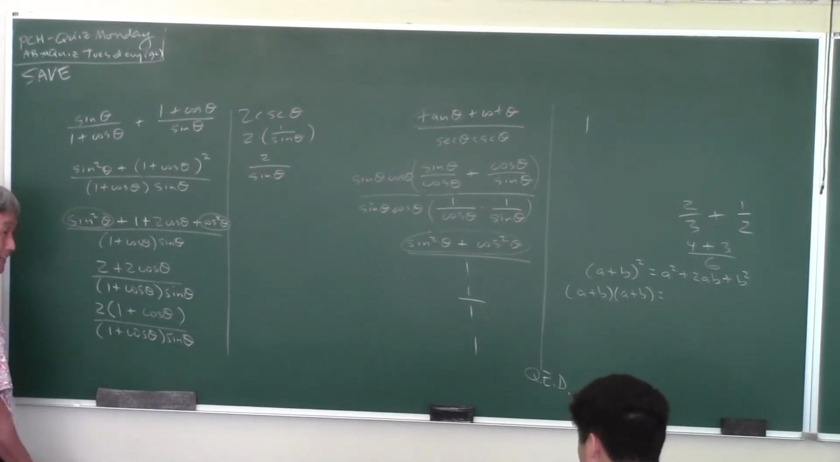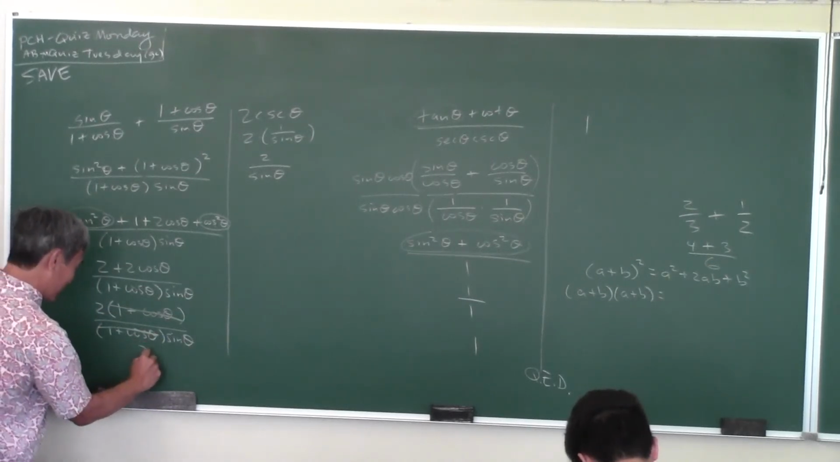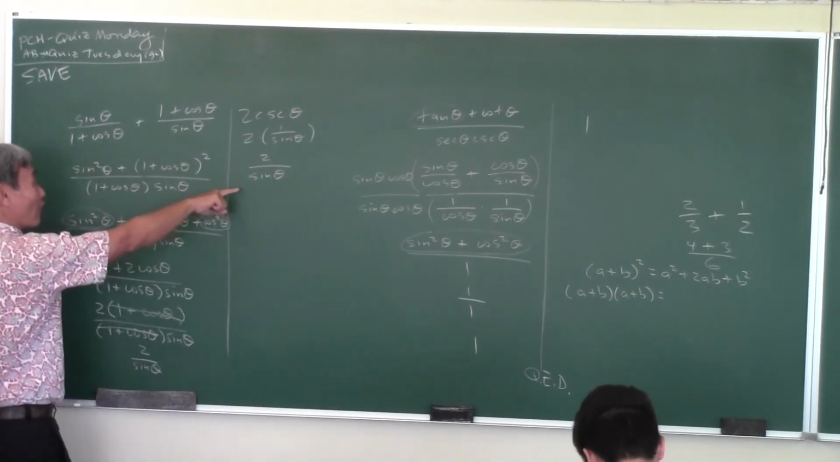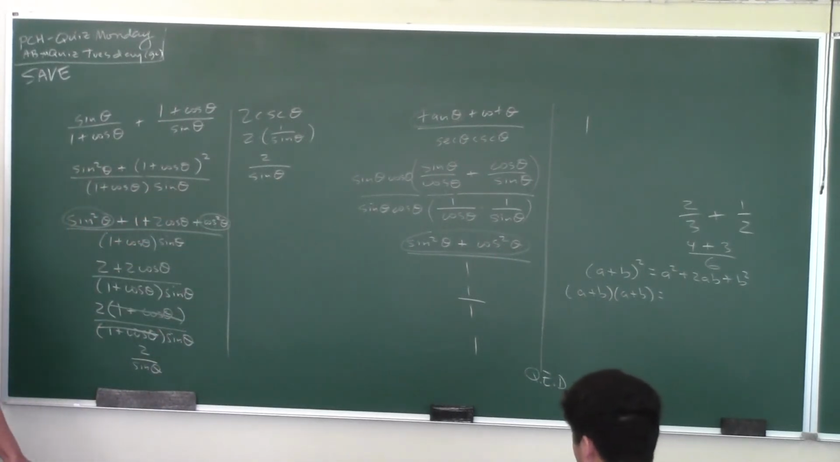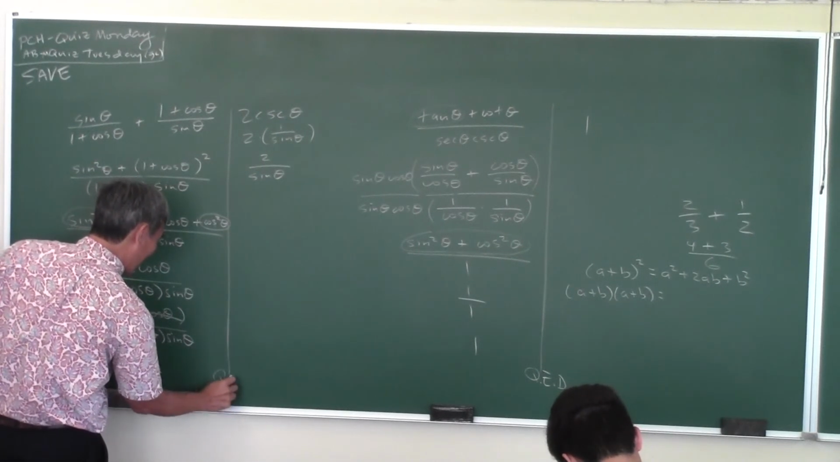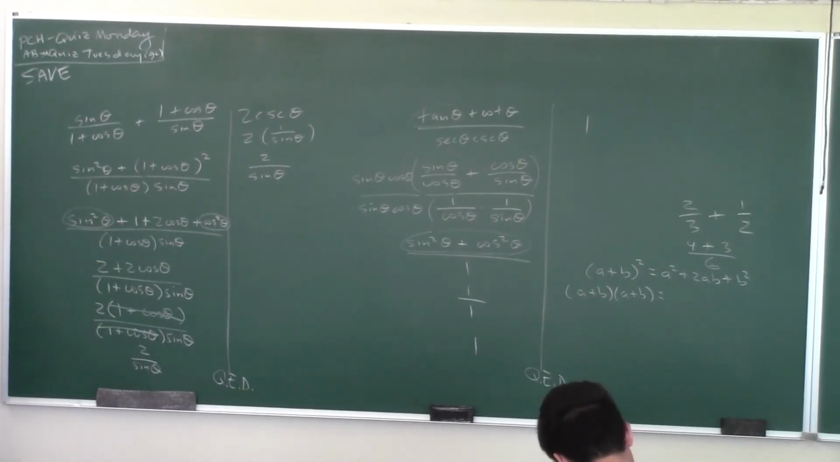Can I cancel anything? Yeah, gorilla with gorilla. So what's left? 2 over sine theta. Hey, that's the same thing as the 2 over there. That means we're done. So how do we finish the proof? Quod erat demonstrandum. Or quite easily done.